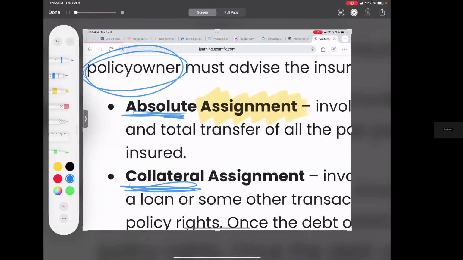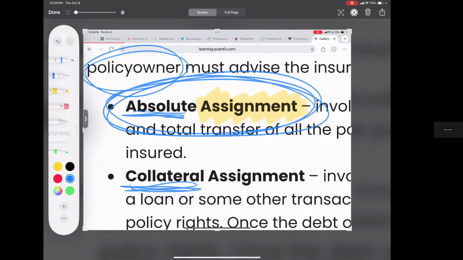So policy owners are able to change beneficiaries, change coverage. I mean, you could do a lot of things. So when you get it, you're obviously going to put yourself as a beneficiary, right? Because you're the owner of the policy. You could put whoever you want, you could put Destiny Church, whoever you want. But just know that you could transfer policy ownership to somebody else through absolute assignment.